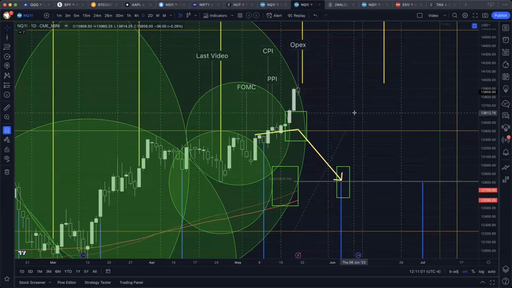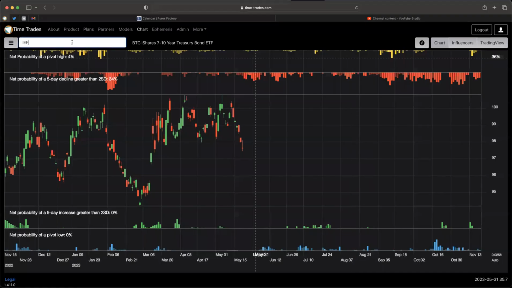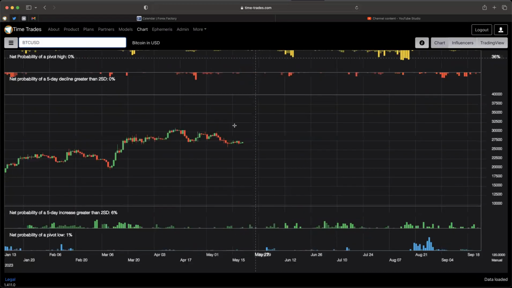Let's do a quick tour of what else we've got. I want to take a quick look at Bitcoin. Now, the Bitcoin time trades forecast is a little quiet at the moment.